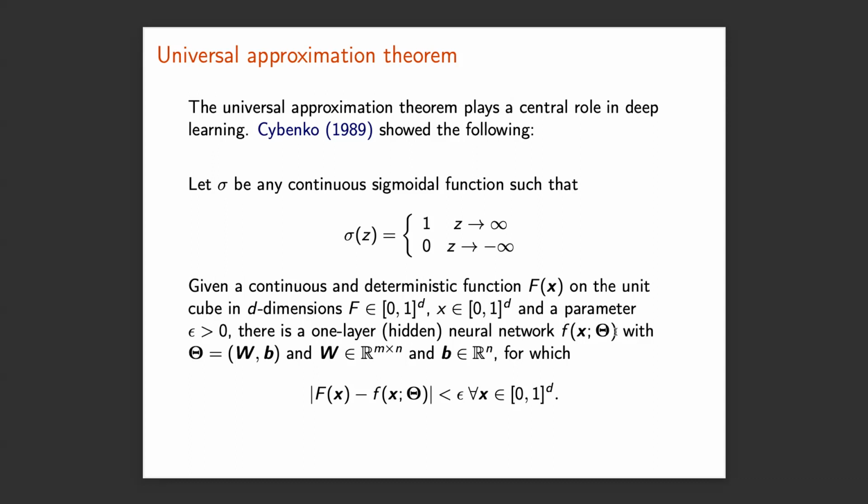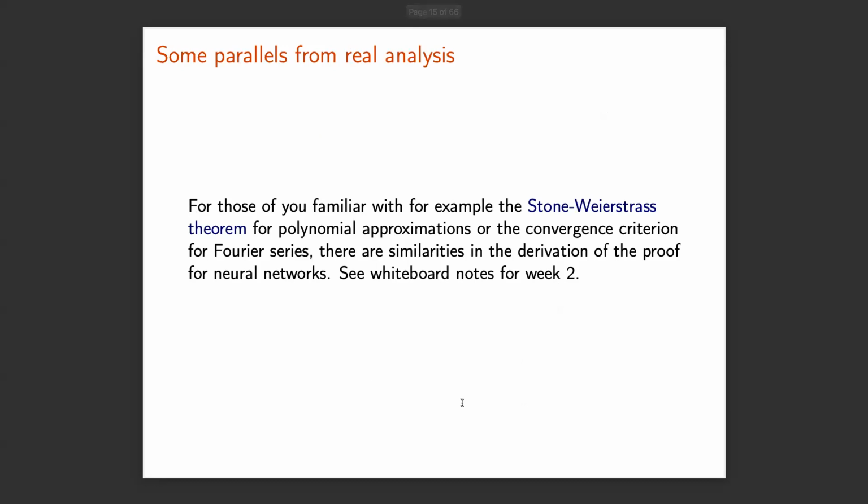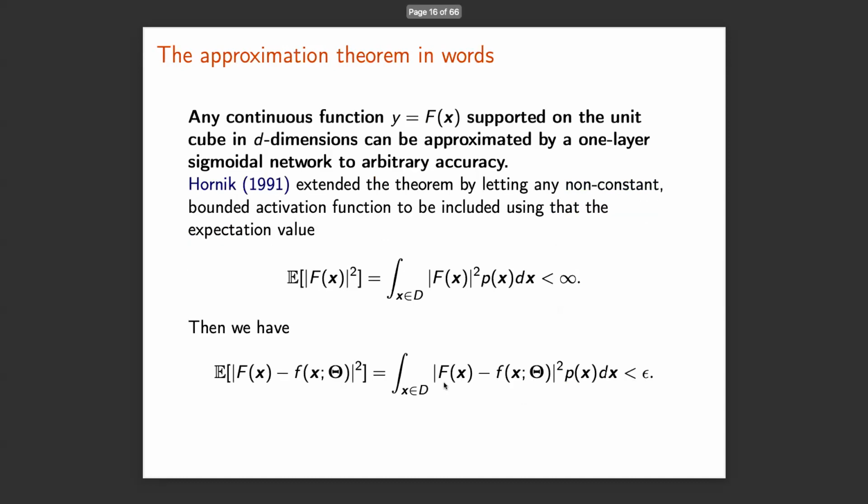So this is the model, or what the network gives. This network contains the parameters theta, which include the weights, typically a matrix, and the biases, given by a vector. It simply says that this is less than this parameter for all values of x. And for those of you familiar with the Stone-Weierstrass theorem for polynomial approximations or the convergence criterion for Fourier series, there are similar proofs being used. I'm coming back to this a little bit later.